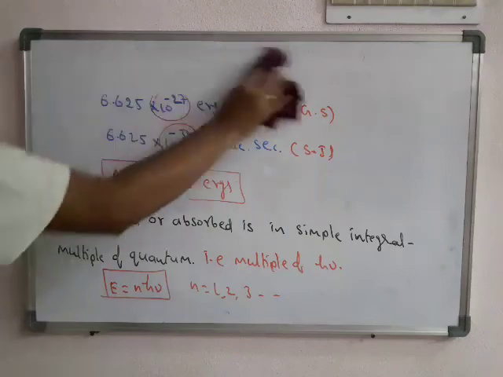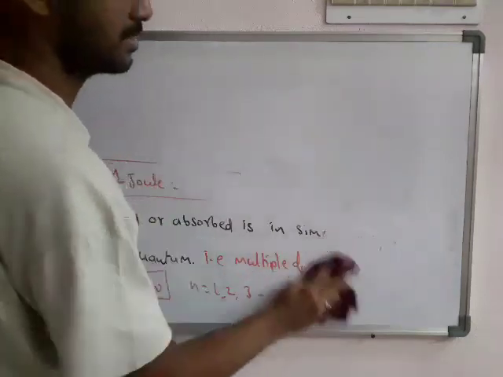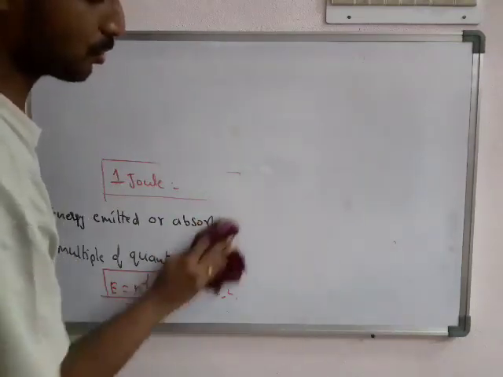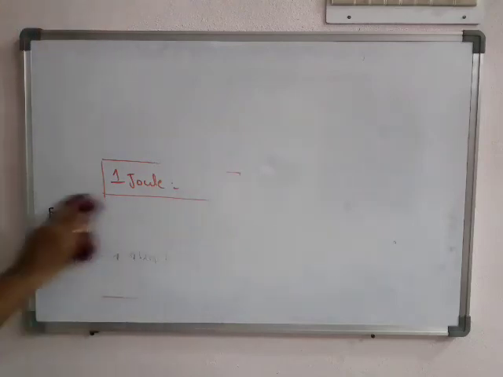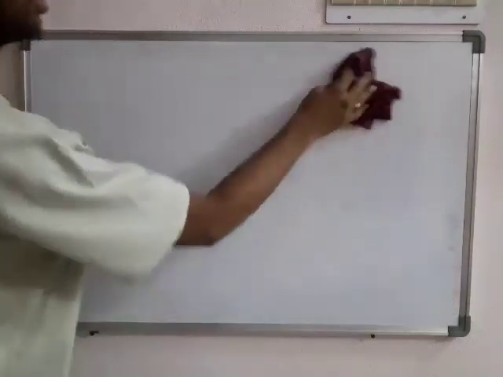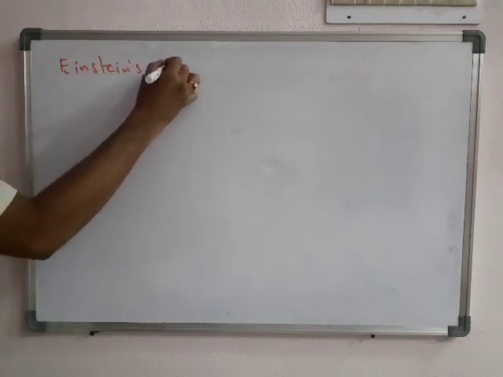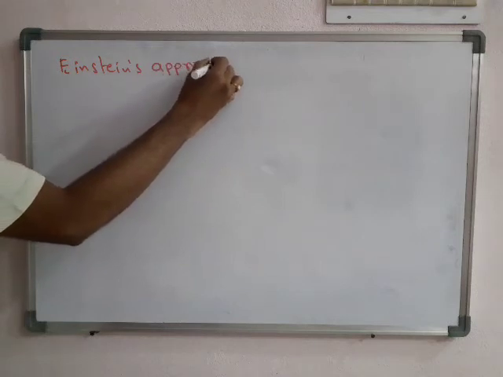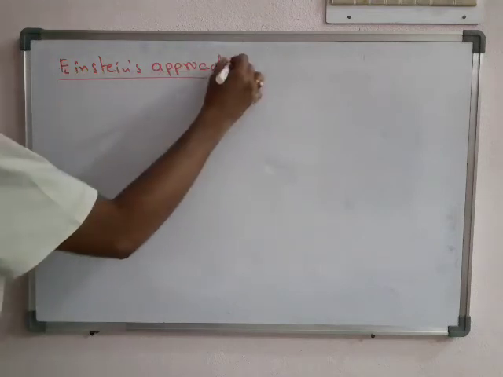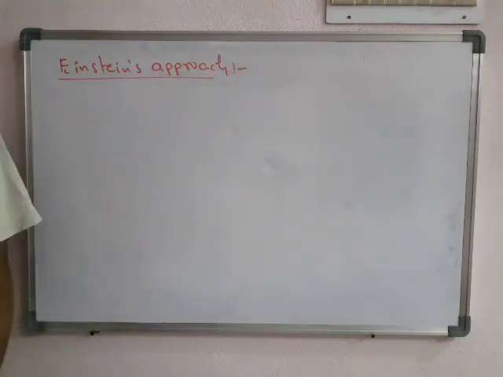This theory explains black body radiation. Now we see Einstein's approach. What is the extension of Einstein to this quantum theory? Just within two or three points we will explain it. That is Einstein's approach.